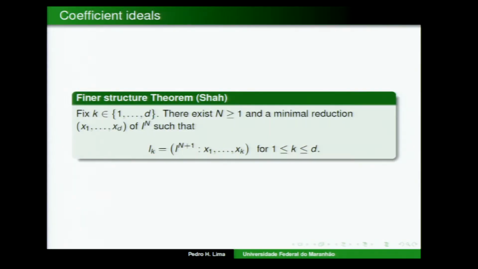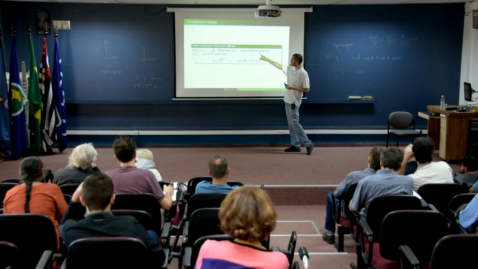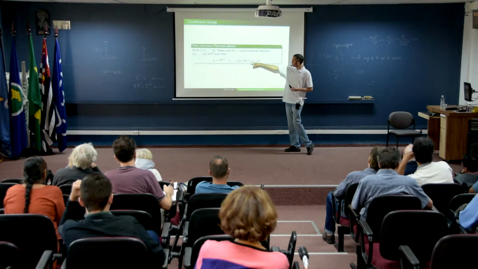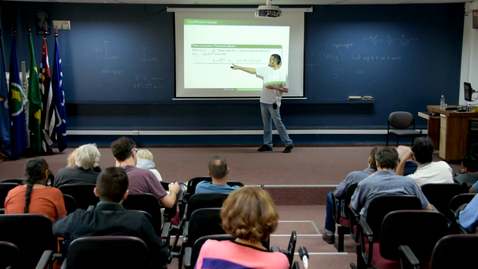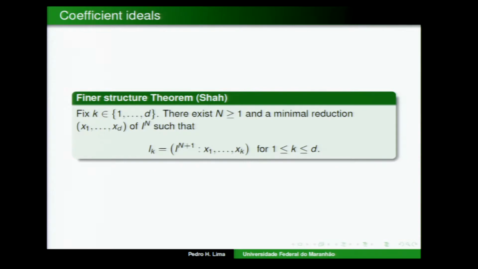Going further, he proved a finer structure. He proved that it's possible to find a minimal reduction, only one, so that we have this equality here. See that he only picks from the minimal reduction k elements, exactly the level k of the coefficient ideals. So actually, these coefficient ideals are Cohen-Macaulay ideals. Okay.